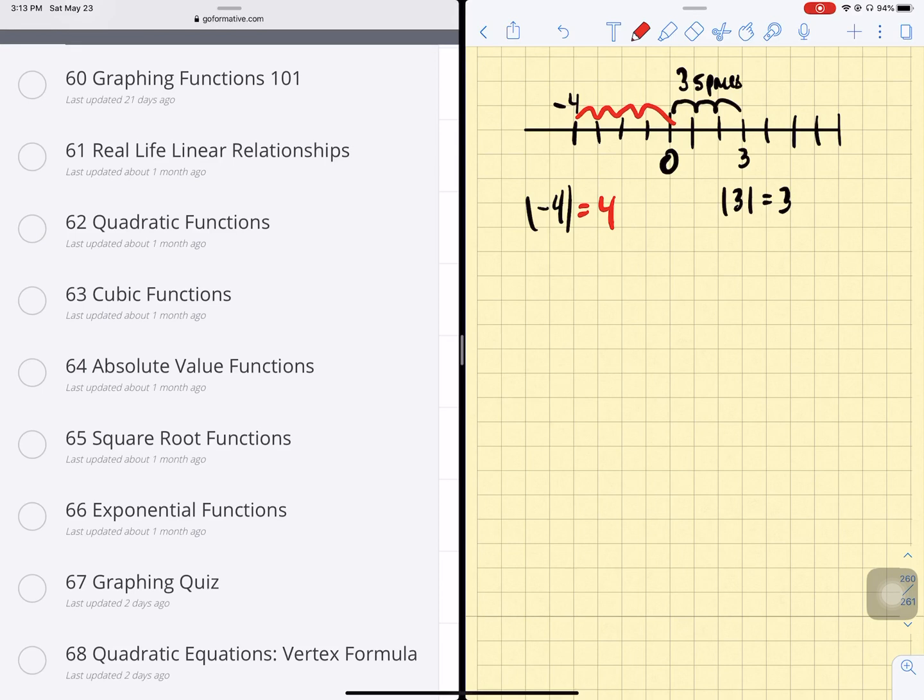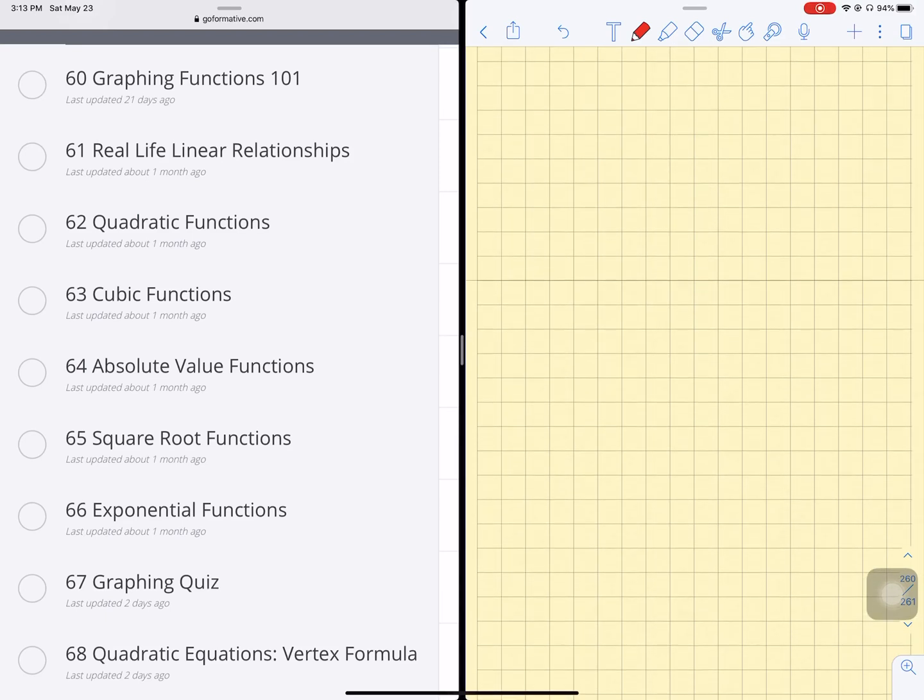So that's what you have to remember. The absolute value of 100 is 100, and the absolute value of -2003 is positive 2003 because it's 2003 spaces away from 0. So now that we got that figured out, graphing the absolute value of x.